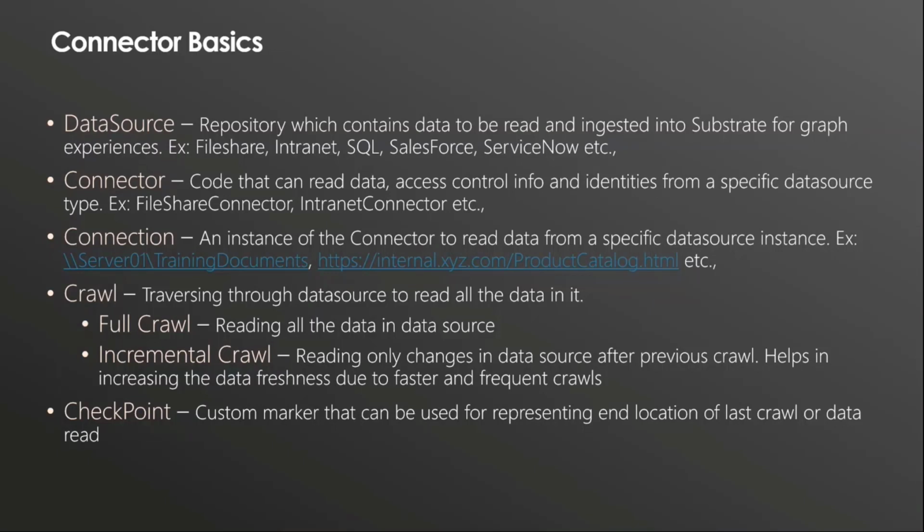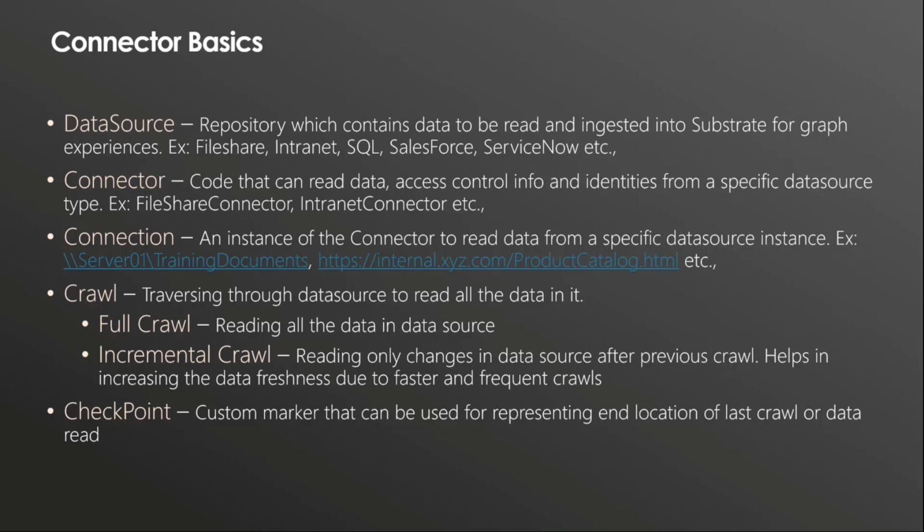And connection is any specific instance of this particular data source that we are talking about for which you have written a connector. So one connector can have multiple connections, and these multiple connections can point to your multiple instances of the data source that you are trying to connect to the graph.